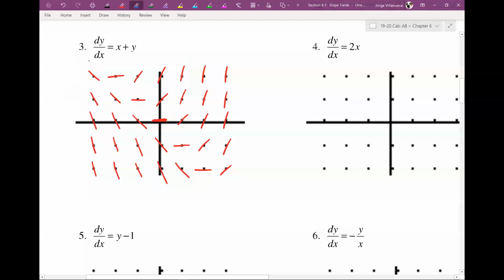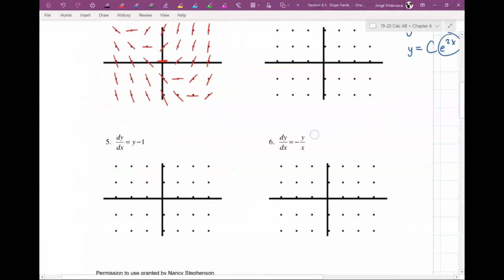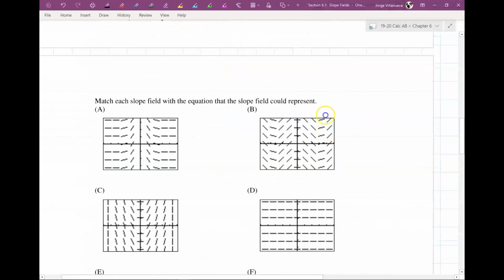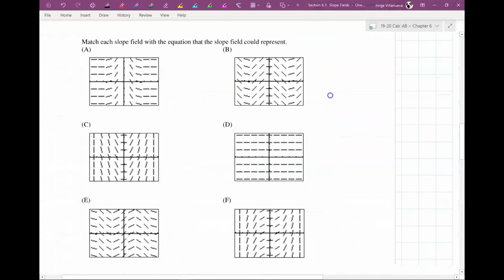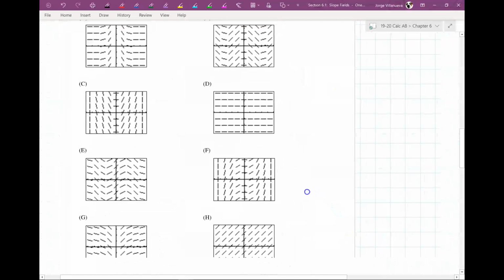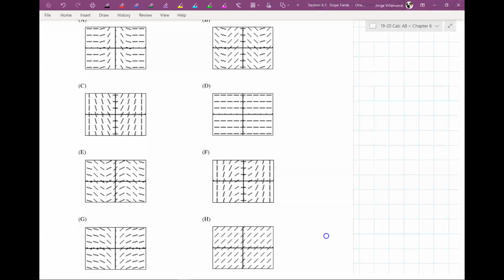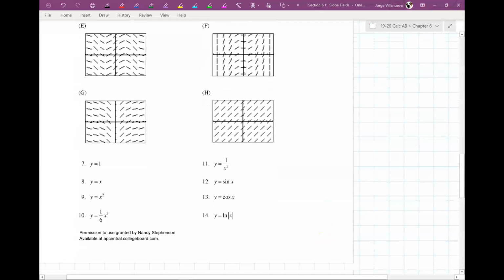So are we okay with that page of homework? All right. So again, nothing too exciting. It's just a lot of computations and so on. All right. Next one, match the slope field. So what you guys are going to have to do, they're going to give you 8 different options, okay? And they're going to give you 8 different graphs, okay, 8 different functions.